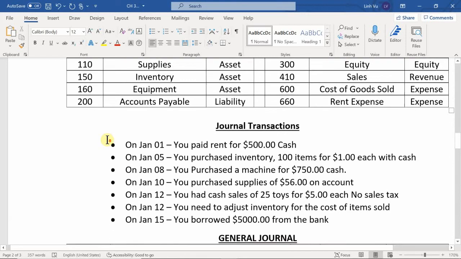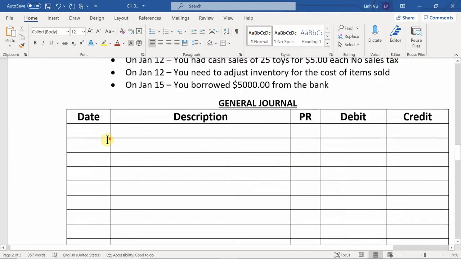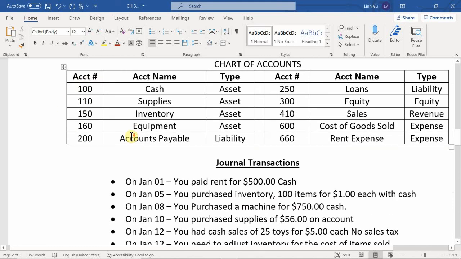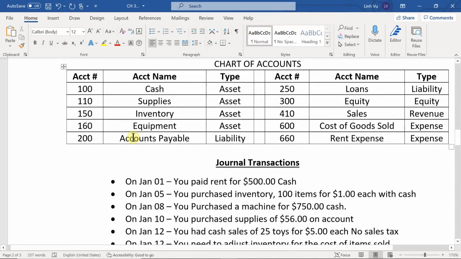So here, we're going to take some time to practice journalizing. Well, I guess it's not going to be very quick, but in this case, we're going to practice journalizing our transactions. So here I have a chart of accounts all set up for you. We're going to go through a series of transactions and properly execute them. So the very first one, on January 1st, you paid rent for $500 cash.